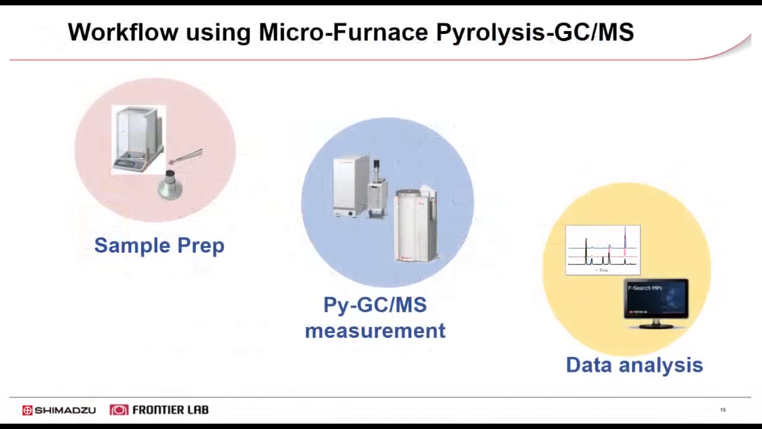The workflow is very simple and easy using your microfurnace pyrolysis GCMS. Step 1 is sampling. You simply place a few micrograms of your sample or the calibration standard sample into an inert sample cup. Step 2 is to place the sample cup into the AutoShot sampler and start the analysis. And step 3 is the data interpretation using your F-Search MP software.